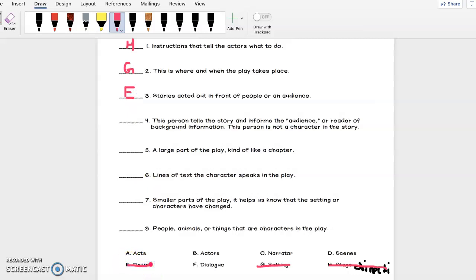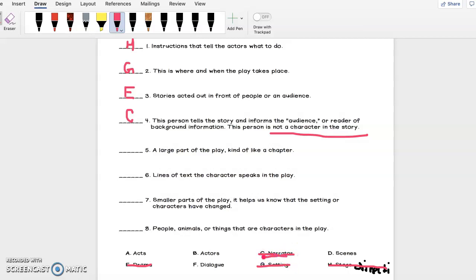Number four, this person tells a story and informs the audience or reader of background information. This person is not a character in the story. Guys, we've learned this many times. Who is telling the story but is not a character? We know that that is the narrator.